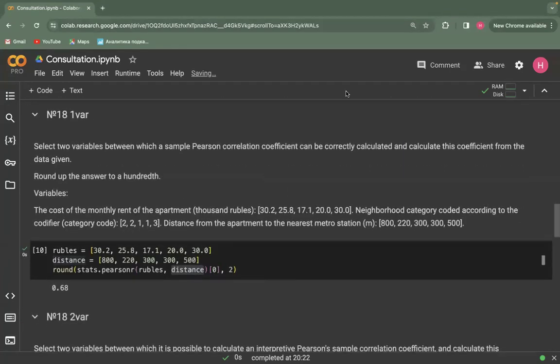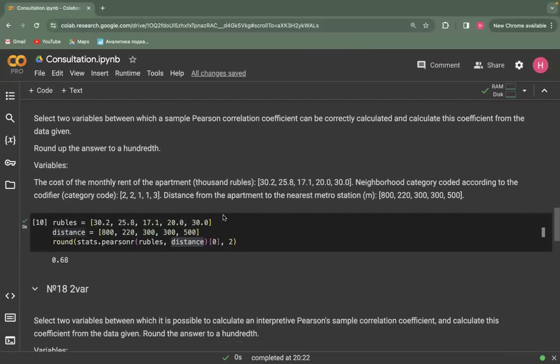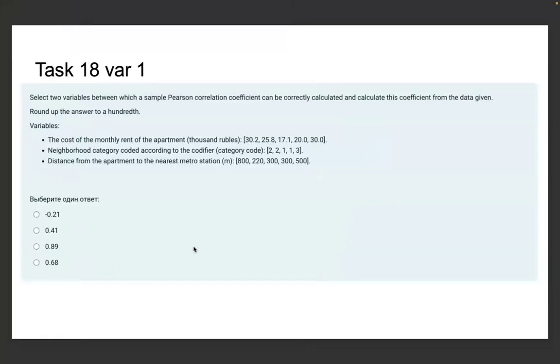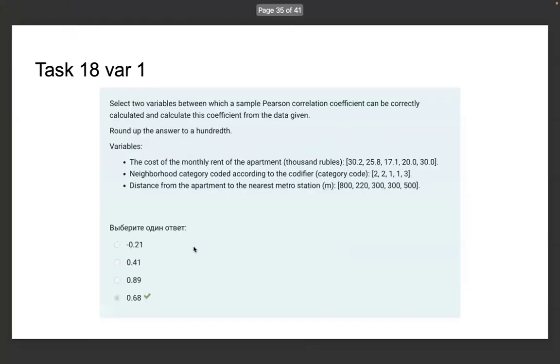Okay, let's come back to the 18th exercise. Here we just count the correlation between rubles and distance and round to hundredths again. Here we have 0.68 and it is correct.